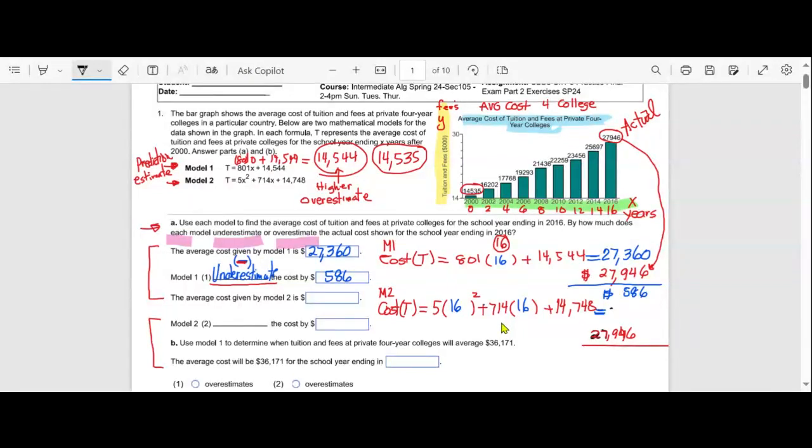So in this case, what should we do now? How much is this if you multiply 5 times 16 squared? 1280. That's the whole thing, right? Plus, if you multiply this together, what do you get?